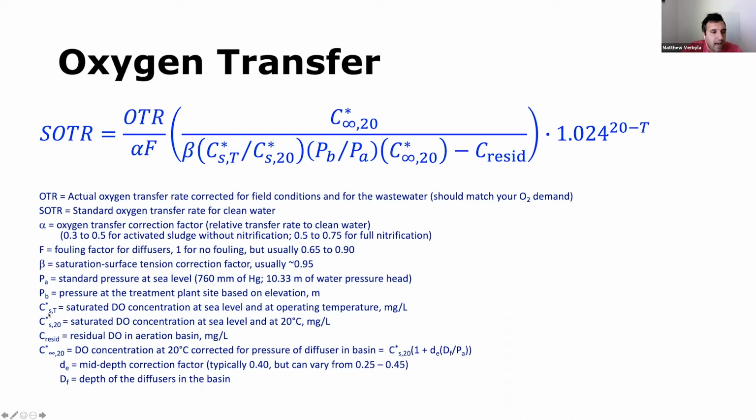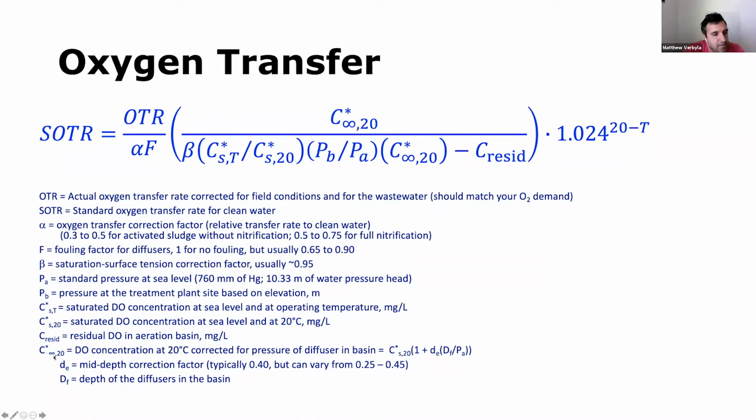C prime S at temperature T is the saturated DO concentration at sea level and at operating temperature. C prime S at 20 degrees is the saturated DO concentration at sea level and at a standard temperature of 20 degrees. So again, we're correcting for the effect of temperature. C residual is the residual oxygen that we want to maintain in the aeration basin. So we don't want the oxygen to be completely depleted. We want to leave residual concentration, maybe 1 milligram per liter, 2 milligrams per liter. All right, and we're going to include that in this calculation.